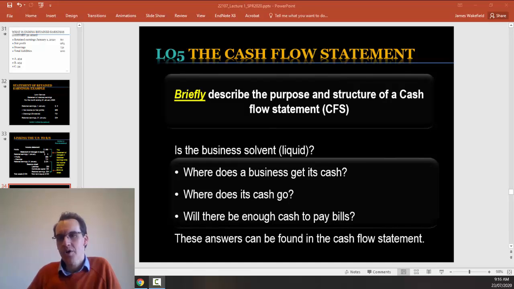Let's have a look at learning objective number 5, which looks at the cash flow statement. So the cash flow statement covers exactly that, cash flow. So we're going to look at what exactly is covered in the cash flow statement. Now, previously, as I said, we looked at profit in the income statement, which relates to when we earn revenues and when we incur expenses, which can be different from cash flow timing. And this is an issue we're going to talk about in more detail in the coming weeks of the subject.